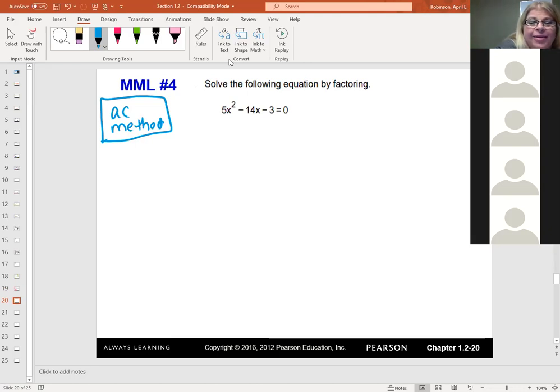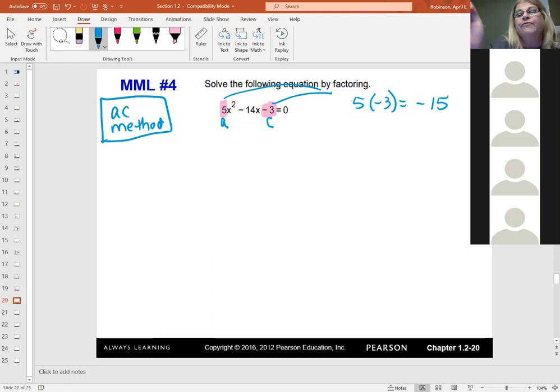The AC method, remember that the 5 is actually A and the -3 is your C. You're going to take both the 5 and the -3, and you're going to multiply them together. That's what you're going to do. So I'm going to take these and multiply 5 times -3, and that gives me -15. Are you with me so far? Yep.